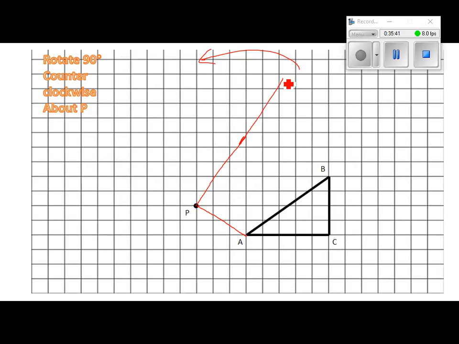What kind of angle is this angle right here? 90 degrees. It's a right angle. So if I'm standing on A right here, and I take a bouncy ball and throw it at point P, I know it's going to bounce off at a 90-degree angle. It's going to go that direction. That's what we're looking at.